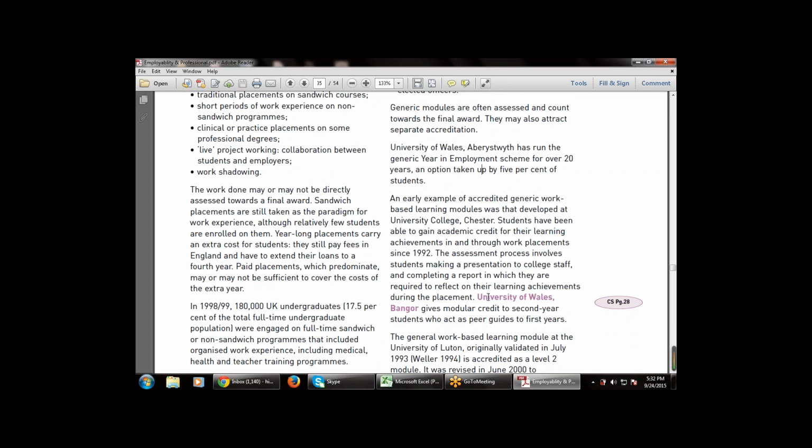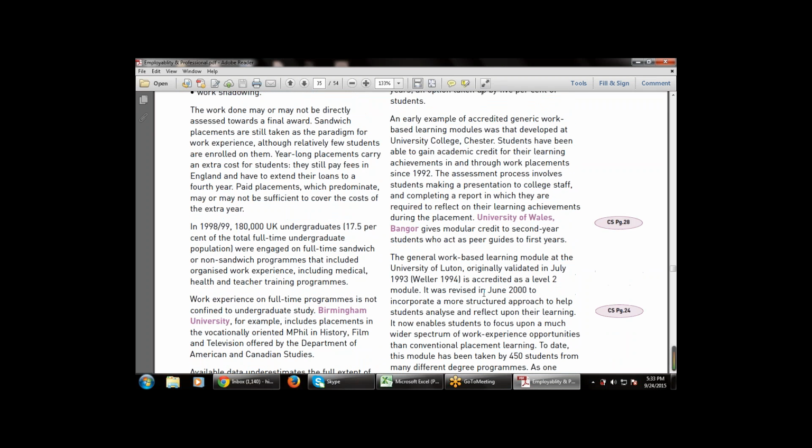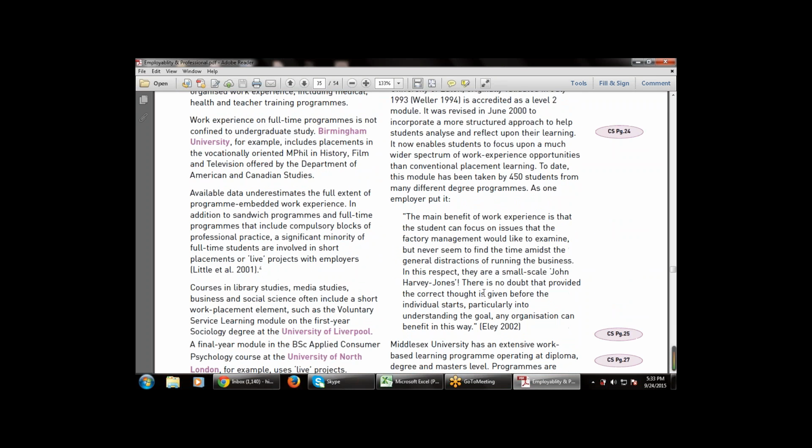And the University of Wales, Bangor provides modular credit to second year students who act as peer guides to the first year. And the general work-based learning at the University of Luton was also validated in July 1993.